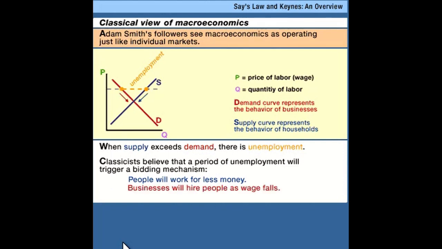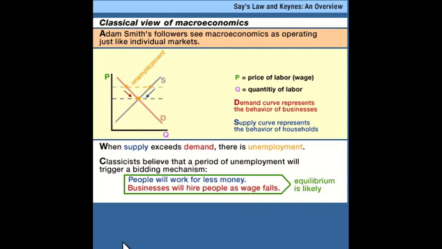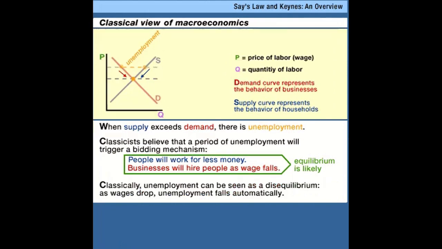As the quantity demanded increases and the quantity of labor supplied decreases, we head for the point where quantity supplied and quantity demanded are equal. That is, the wage adjusts downward to eliminate unemployment. In the classical view of the world, unemployment was a disequilibrium phenomenon that would signal wages to drop, and as wages fall, unemployment would be resolved automatically, kind of like the way any excess supply is resolved in any well-functioning market.